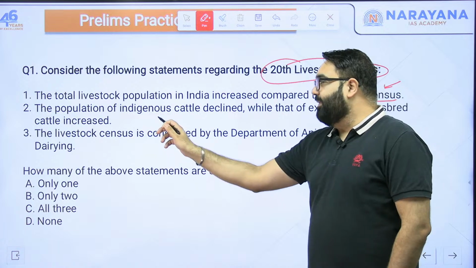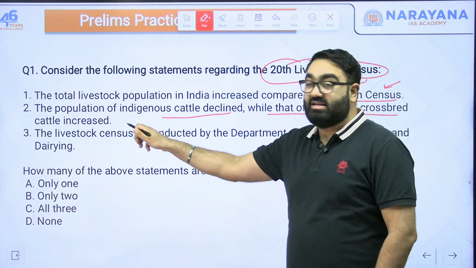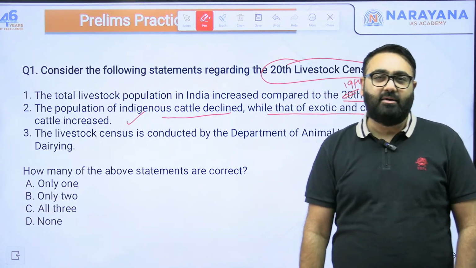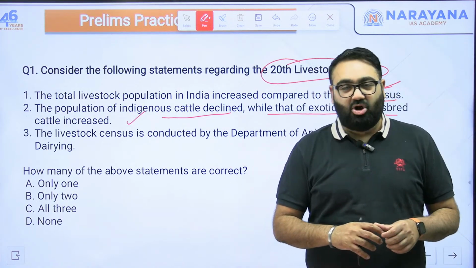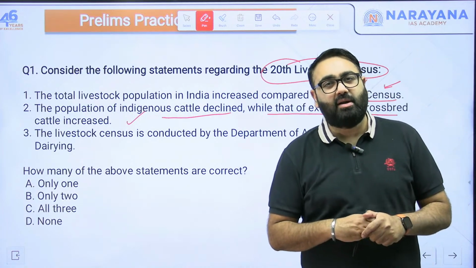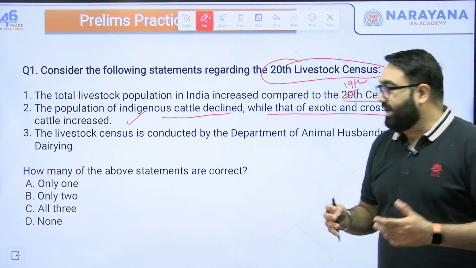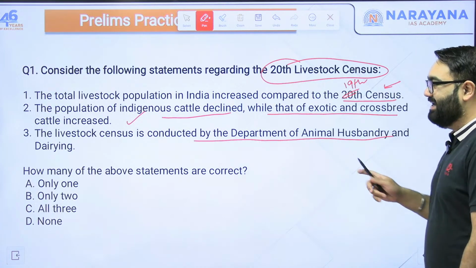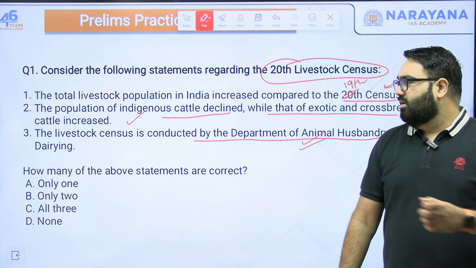Yes. Population of indigenous cattle declined while that of exotic and crossbred cattle increased. Yes. We have been discussing how this is a big concern for the government. The farmers' preference for exotic and crossbred is because of the assumption that they will give much more milk production. That has been a worrying sign for the government. Their population is increasing while the population of indigenous breed is declining. Livestock census conducted by the Department of Animal Husbandry and Dairying. Yes, that is correct. That works under Ministry of Agriculture.